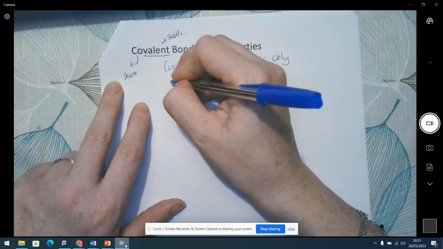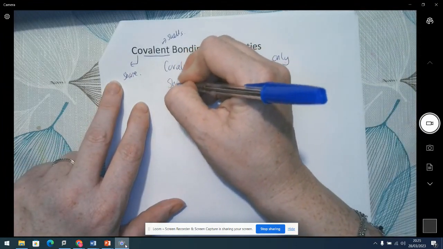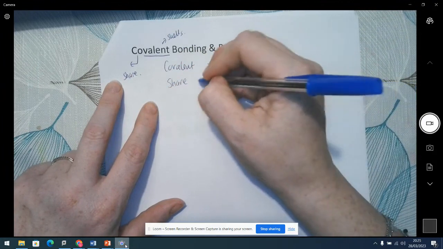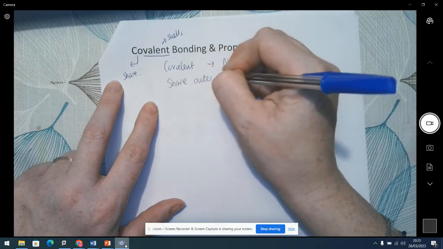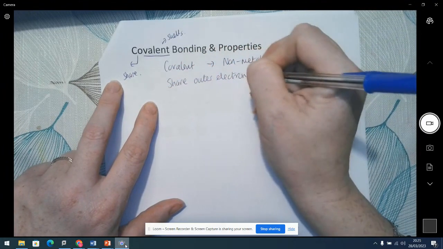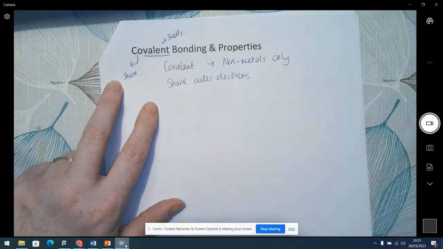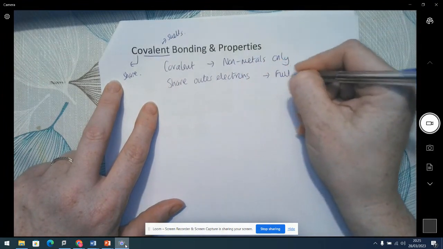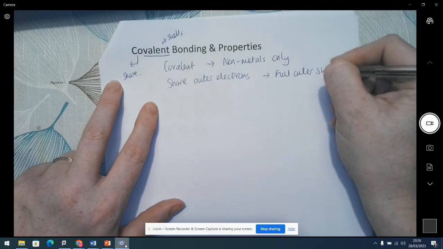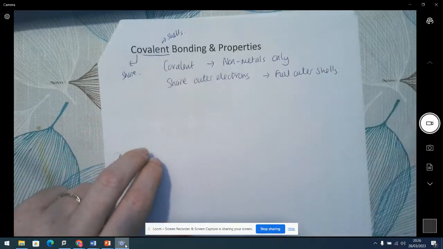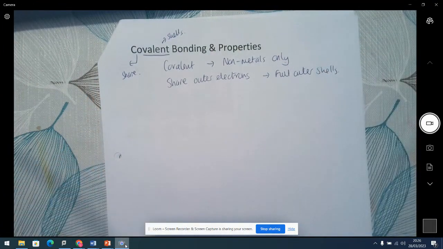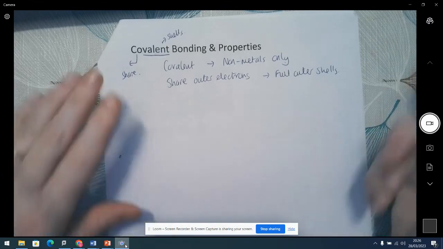So they actually work together, and they do that by sharing. They share their outer electrons, and when I'm talking about outer electrons, I'm talking about electrons on their outer shell. They share these outer electrons to get full outer shells. And the bonding here is very, very strong. It's important that we are aware that there's a strong bond that it does in fact form.